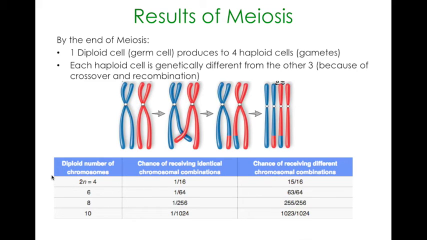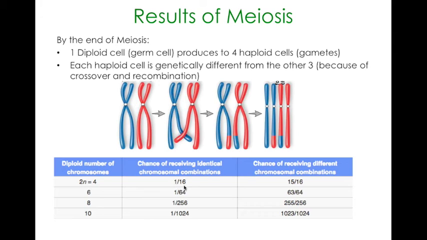So the diploid number of chromosomes is 2n. Suppose you have 4 chromosomes in your body as opposed to 46. The diploid number 2n equals 4 means that n equals 2, yeah? And this variation is a 1 in 4 chance of differences, yeah? And then you can raise that to the power of n, which is 2. So 1 in 4 to the power of 2 will give you 1 in 16 of having identical combinations. So that is the off chance.